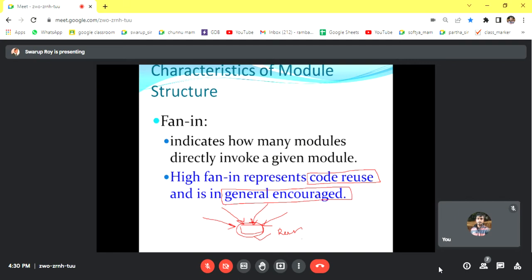Because if your module is so general in nature and its purpose is so useful that many other modules are actually using it, then you are basically reducing the code length. You have written some code or function in such a way that it can be used by multiple other modules, or the functions of a module.